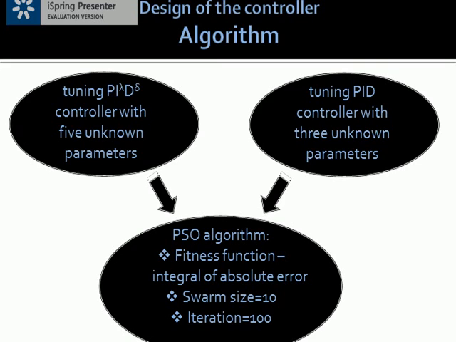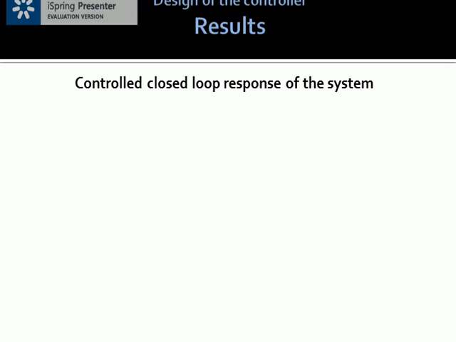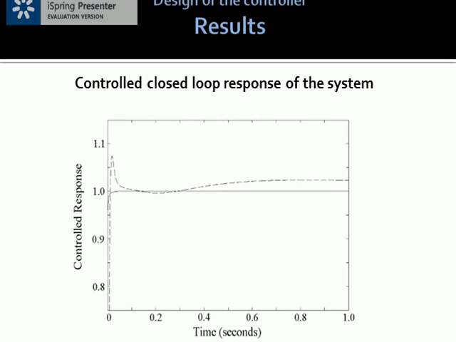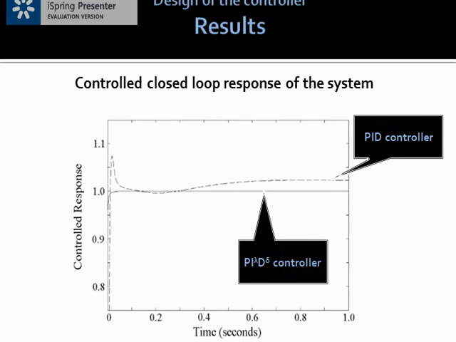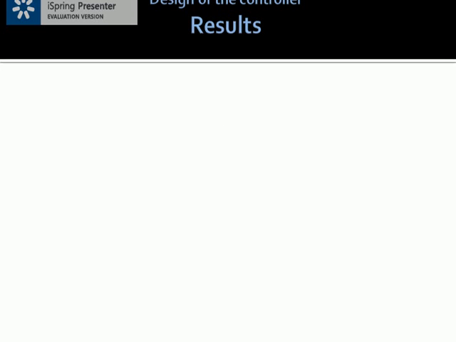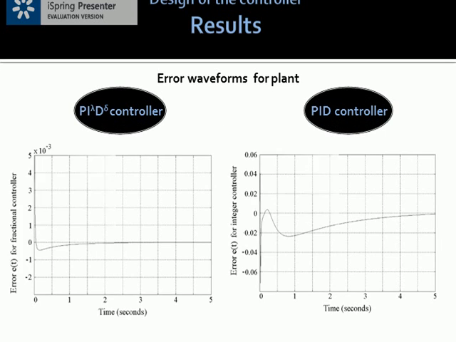Our algorithm gives very hopeful results. We can see the controlled closed-loop response of the system. The time responses, the minimal overshoots, as well as the variations of best fitness indicate the superiority of the fractional order controller over the integer order one. Moreover, the error waveform for the plant with the fractional controller is smaller than with the integer controller.